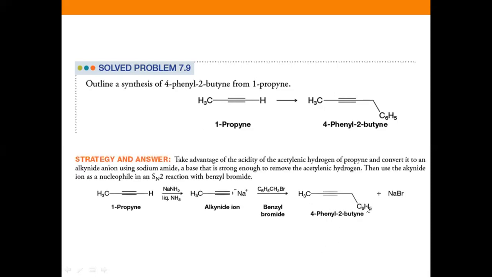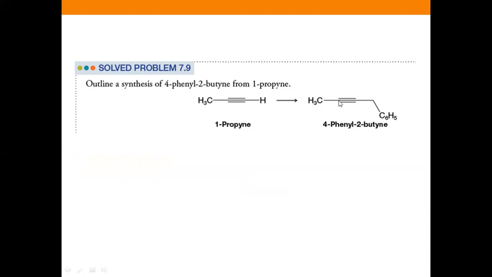You have your 4-phenyl-2-butene, C6H5, so you have carbons 1, 2, 3, 4. This is your structure, this is your product, and this is your starting material. So you can imagine how to do that one. You have your CH3 here, a triple bond with hydrogen here, and you have your CH2 carbon here, and you have your C6H5. Somewhere here is where the bond is being formed.